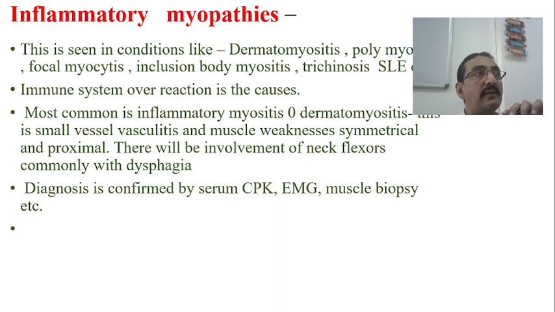This is a small vessel vasculitis, and the muscle weakness is symmetrical and also proximal. Proximal muscle weakness will be seen, and symmetrical involvement is also seen. There will be involvement of the neck flexors, commonly with dysphagia. Again, the diagnosis is confirmed by serum CPK, EMG, and muscle biopsy.